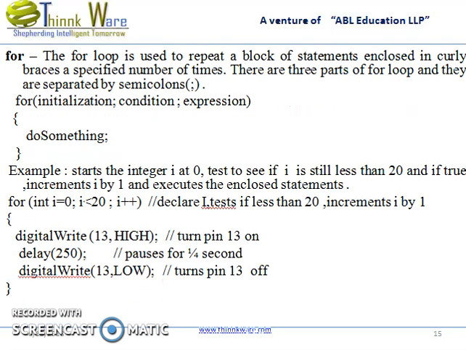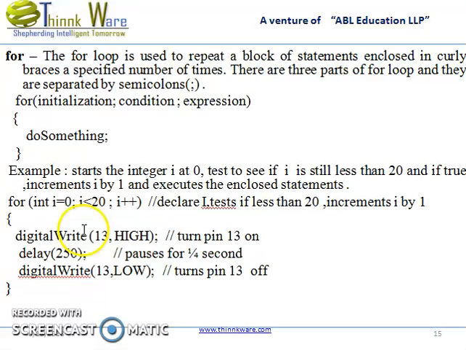For loop. The for loop is used to repeat a block of statements enclosed in curly brackets a specified number of times. There are three parts of the for loop: the initialization, the condition, and the expression. Example: start the integer I at 0, test to see if I is still less than 20, and if true, increment I by 1 and execute the enclosed statement.